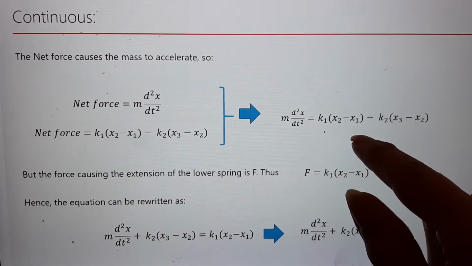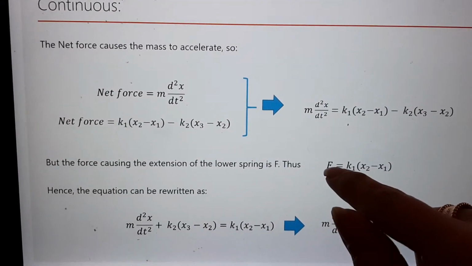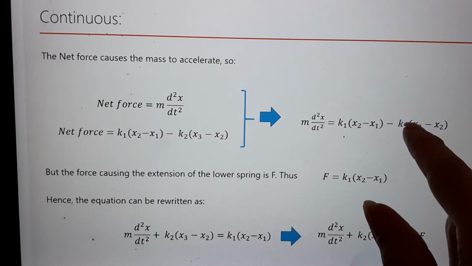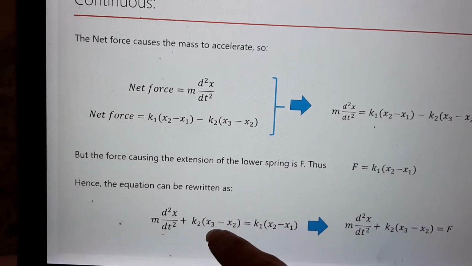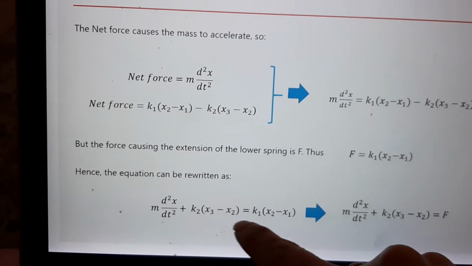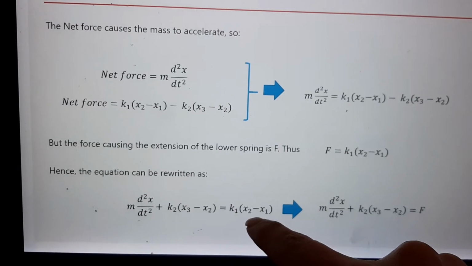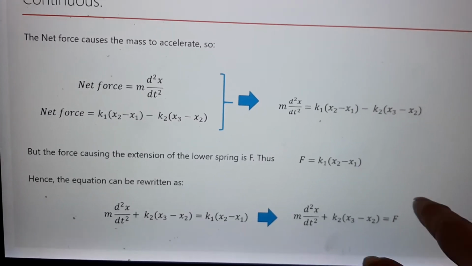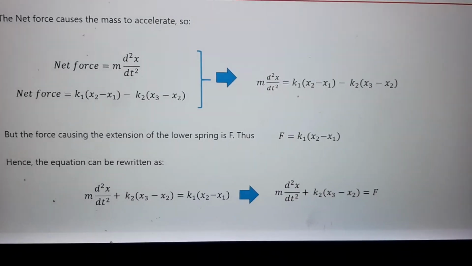From here, we already know that this part has a name, and it is called F. So if we take that to one side and put the other next to m, the second derivative of x, we will have this equation here. Then we can simplify it by replacing K1 times x2 minus x1 with F. So this will be our final differential equation.